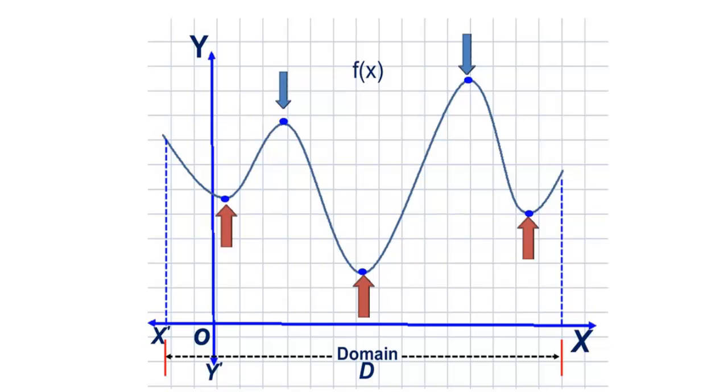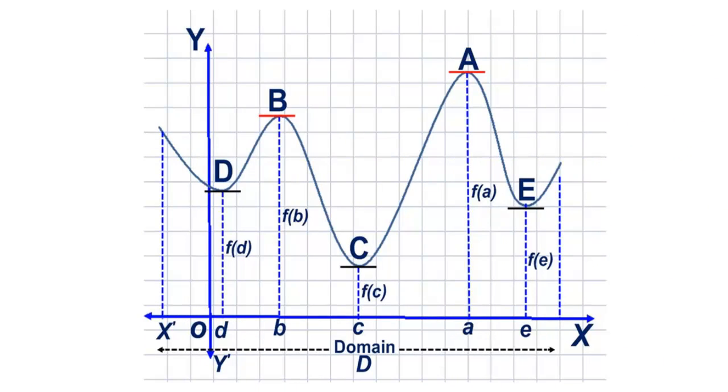Now here is the graph of a function. In this graph, the point A is the highest point on the curve because the ordinate f of A is greater than all other ordinates. However, the point B is not the highest when compared to the point A.